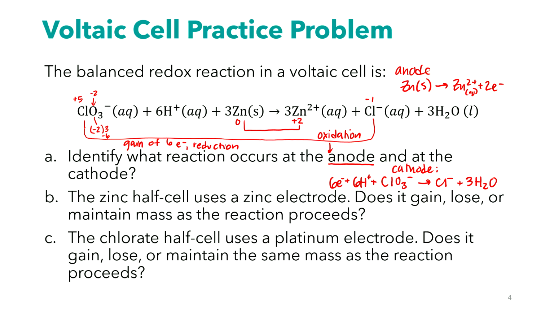So I want you to pull out and recognize what's happening at the anode versus what's happening at the cathode. I didn't have to do any new balancing. The only thing I needed to do was add in the number of electrons that would be in that reaction.